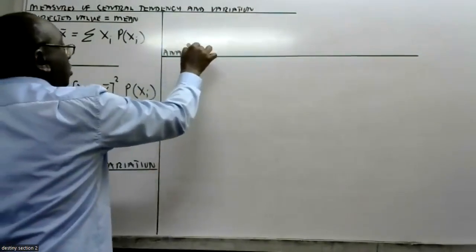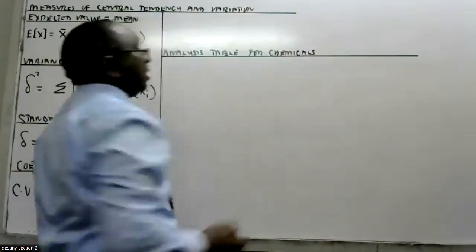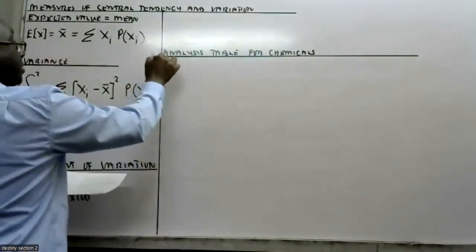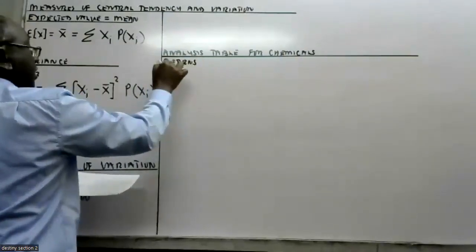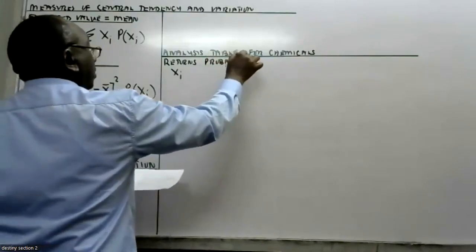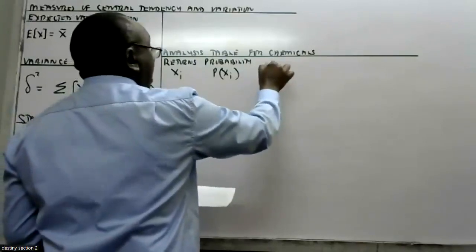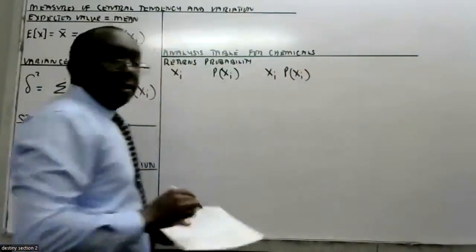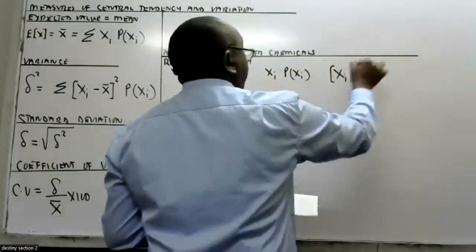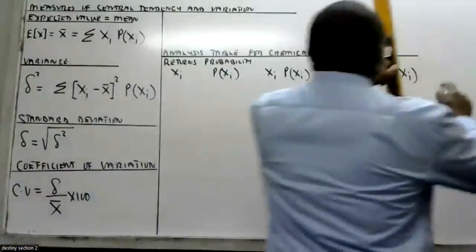So the analysis table for chemicals. We have returns; these returns are our xi. We have probability, this is P of xi. Then we have a column where xi is multiplied by probability of xi. And then we have another column where xi is reduced by x bar and the difference is squared. Then you multiply by the probability of xi.